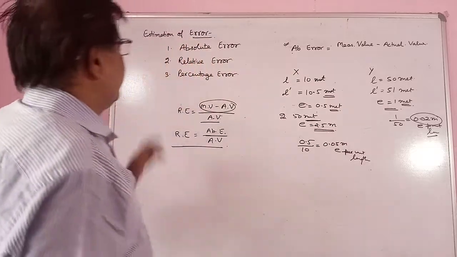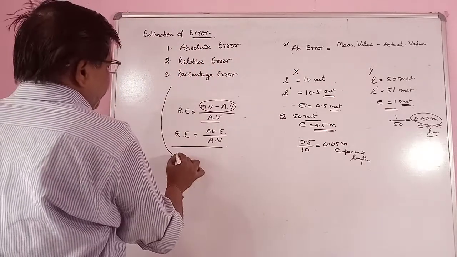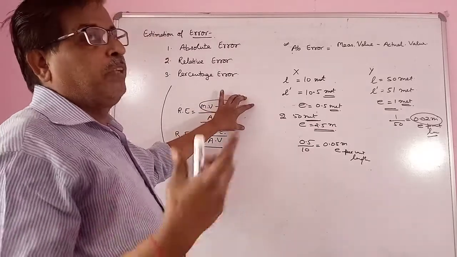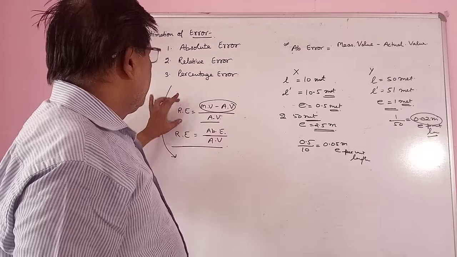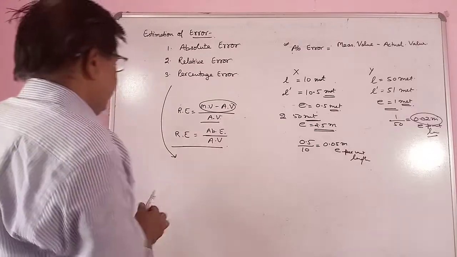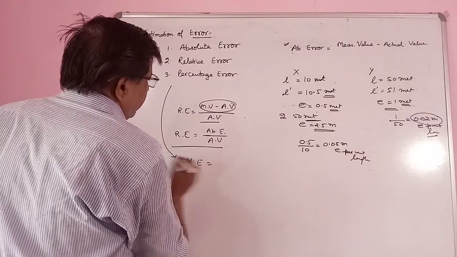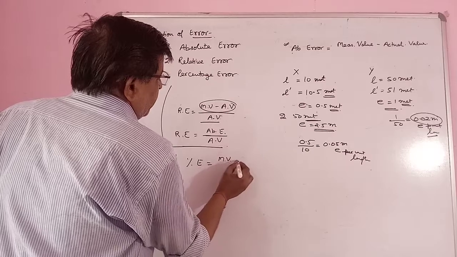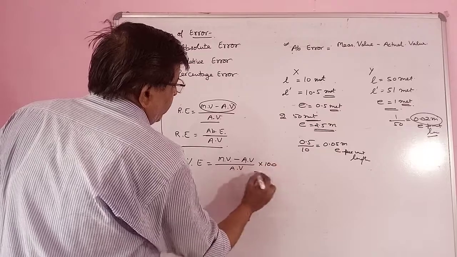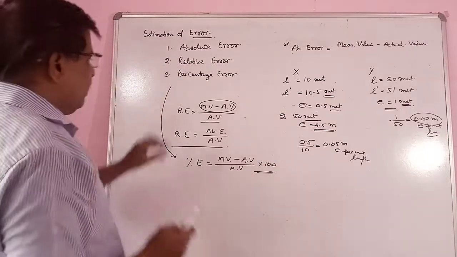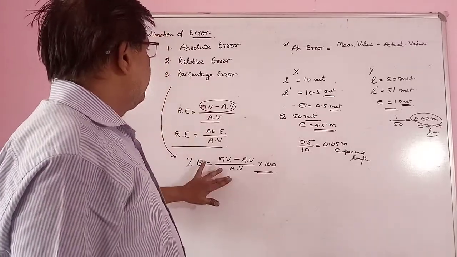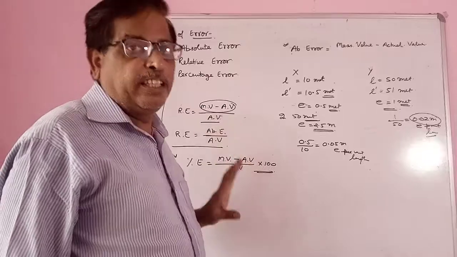Now third, percentage error. Percentage error is nothing but the representation of relative error in the form of percentage. Percentage error equals measured value minus actual value divided by actual value, into 100. If we represent the relative error in the form of percentage, this is the percentage error.